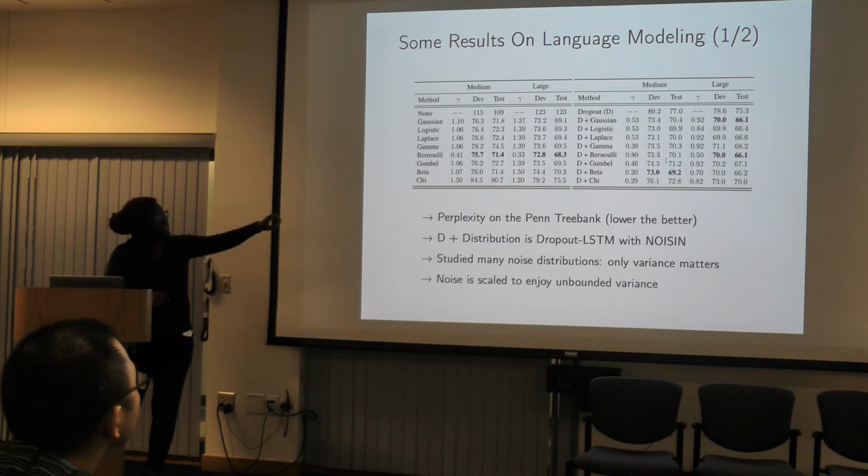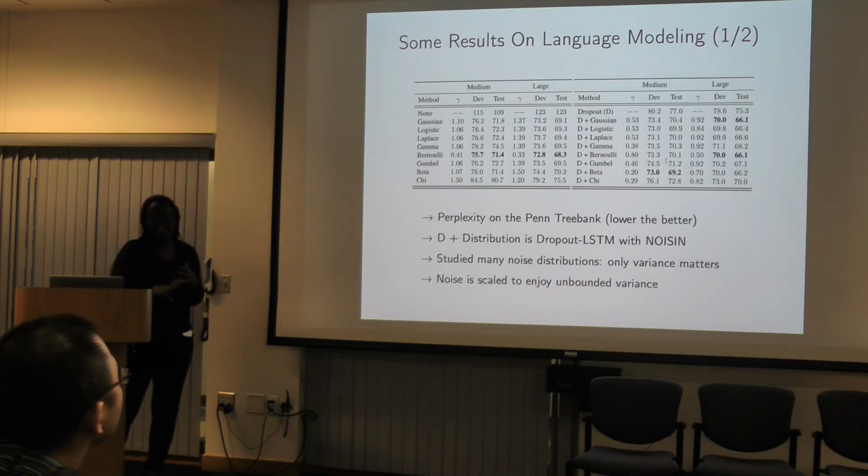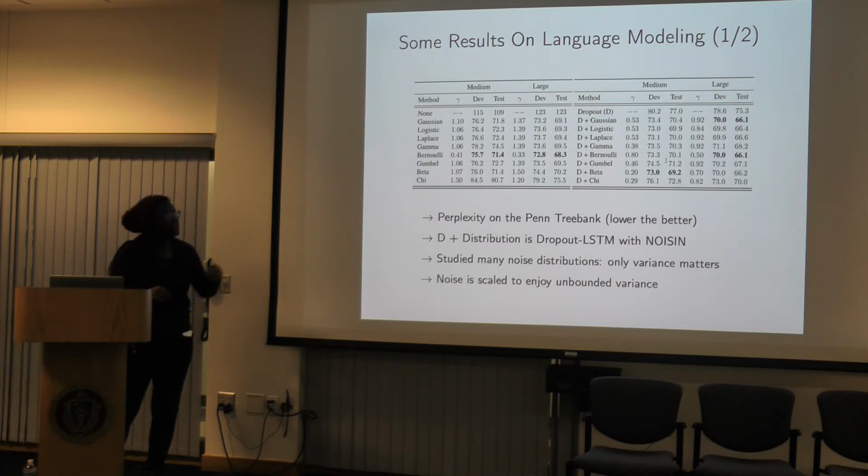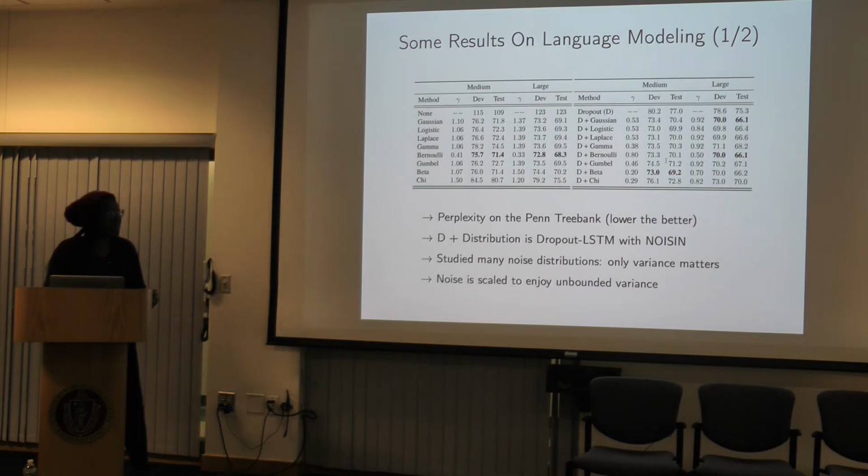And what I'm seeing is that for every one of these distributions, I'm doing better than when there's no regularization, but also I'm doing better than dropout. So across tables, you have improvements, and you have improvements also within tables.